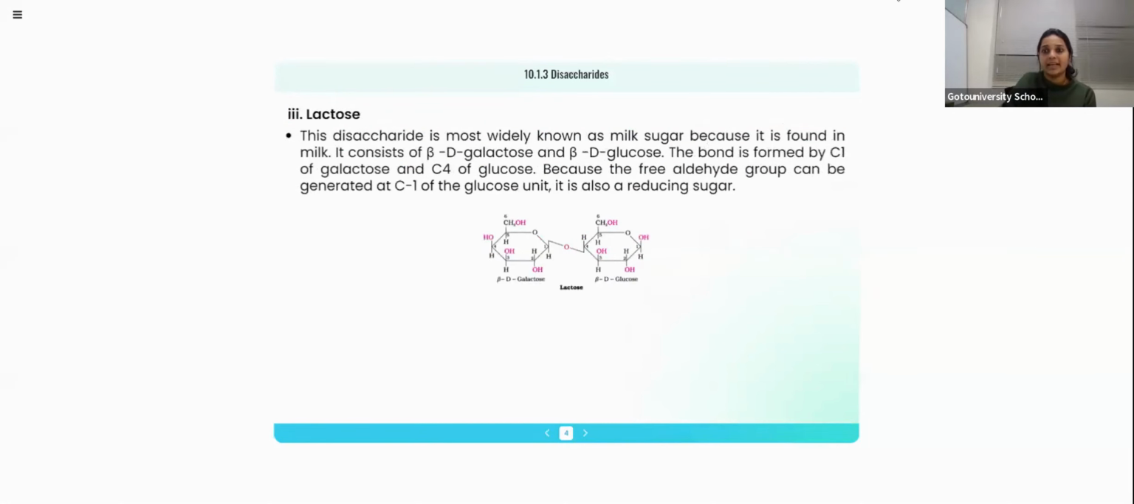Got it? Next one is lactose. The next disaccharide is lactose. It is widely known as milk sugar. We know that one, right? Because it is found in milk, it consists of beta D galactose and beta D glucose. The bond is formed by C1 of galactose. See, here is also a C1 C4 linkage, the first carbon of galactose and the fourth carbon of glucose.